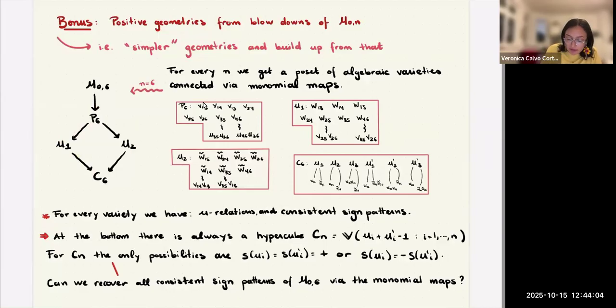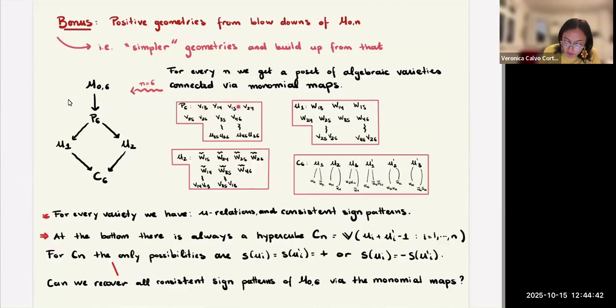What are the equations of these varieties? They will all be given by U relations, very similar to the ones from M0N. And they all correspond to these monomial projections. So to go from M06 to P6, which is called the Pelitope or the Pell space, you're going to have now 8 variables indexed by 1,3, 1,4, 1,5, 2,4, 2,5, 2,6, 3,5, and 4,6. So almost all the chords in your hexagon except one chord.